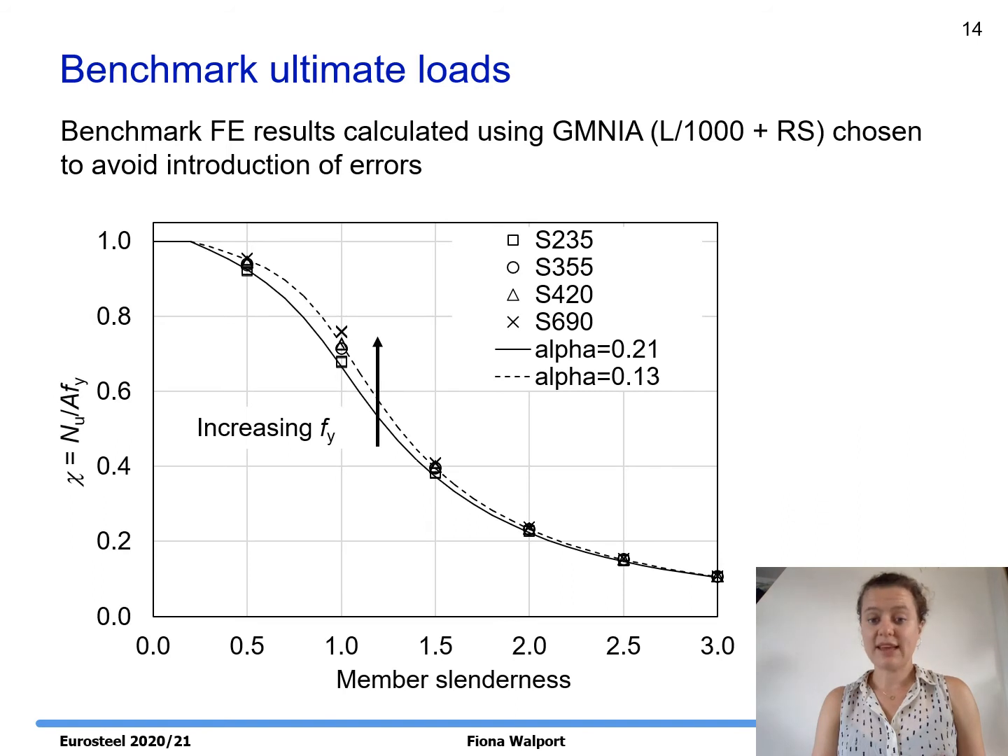This point is illustrated in this figure, which shows normalised benchmark ultimate loads for hot rolled I sections of 4 different steel grades. It can be seen that the buckling curves become increasingly conservative with increasing steel grade relative to the benchmark FE results.